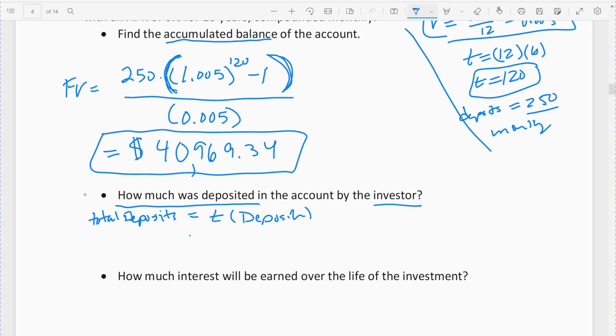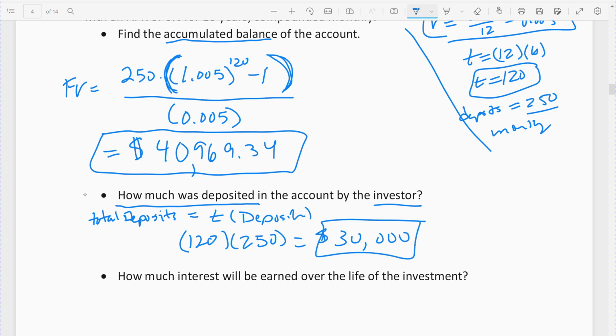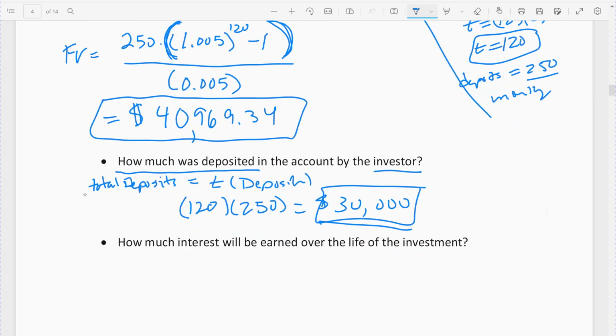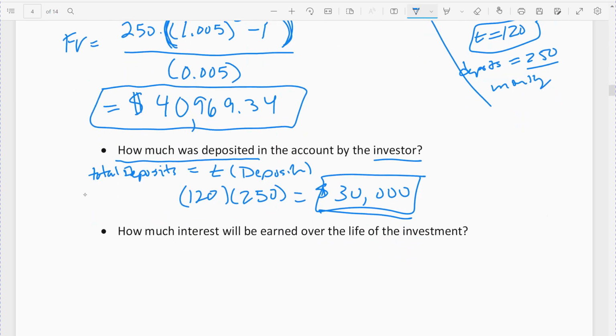So in this case, 120 times, they made a deposit of $250. So it comes out to, of their money, they actually invested $30,000 out of their pocket. Which means what's left over, or the extra, is the interest.